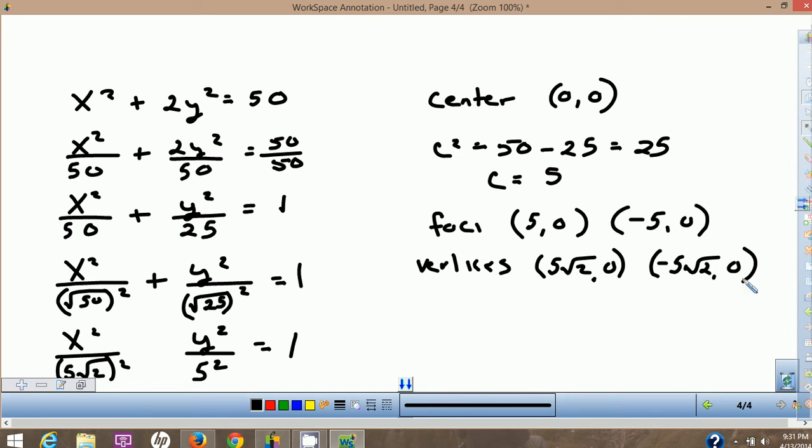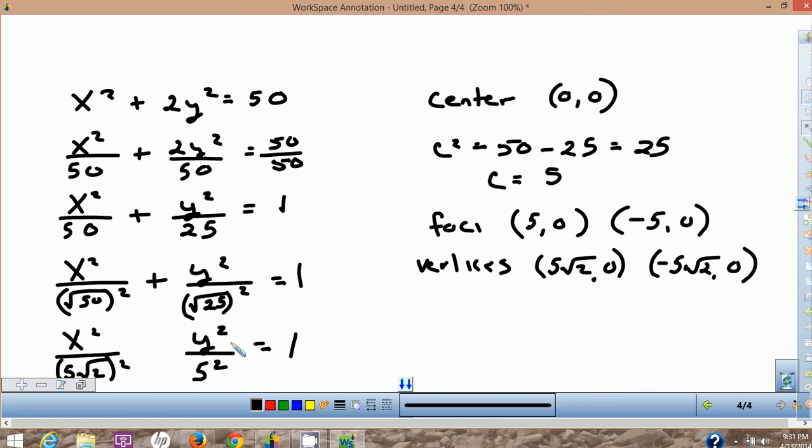So, in order to find this, I have divided by 50 and simplified. I need a 1 on the right-hand side, and I need to take the square root of both of these to figure out what A and B are. So I have H and K for my center. This is A, this is B, so A squared minus B squared gives me C squared. Take the square root to get C. This is going to be my center, and I'm going to go to the right C, and then I'm going to go to the left C. Here I'm going to go left and right A.